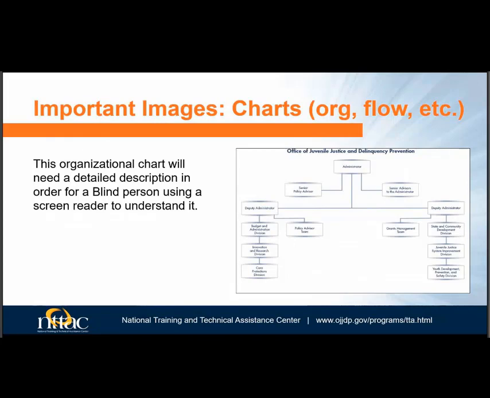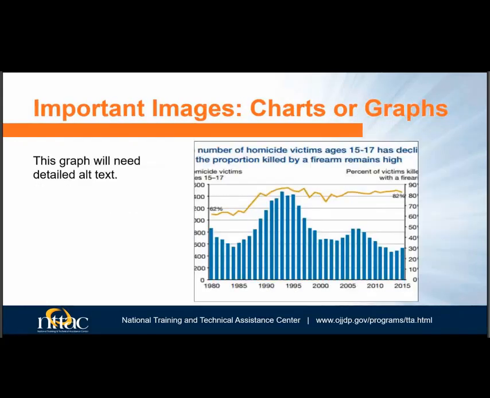However, in the case of organizational charts, such as the image in the slide above, it might be necessary to use an image of text. In that case, the image must be described in full, including the relationships. On the OJJDP website, an organizational chart is used, and it is described in detail on the same page. This combination of graph and vertical bar chart will need detailed alt text describing the data point.